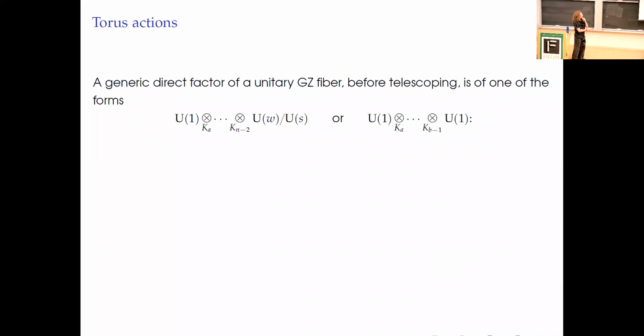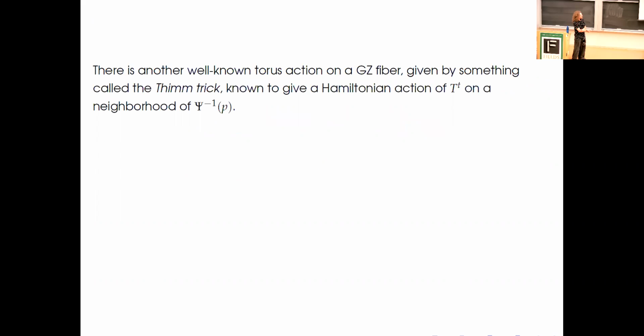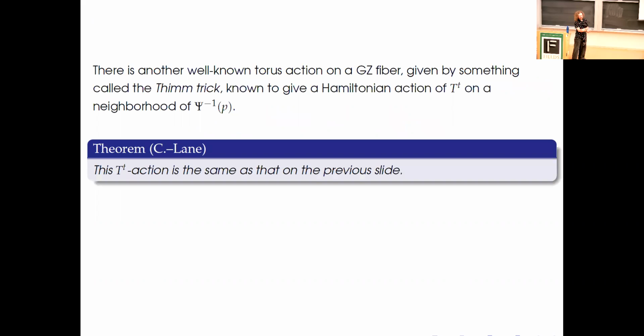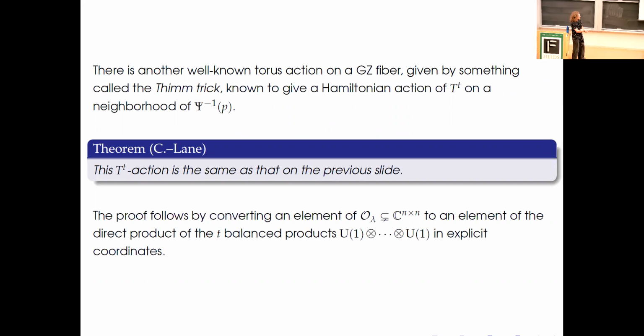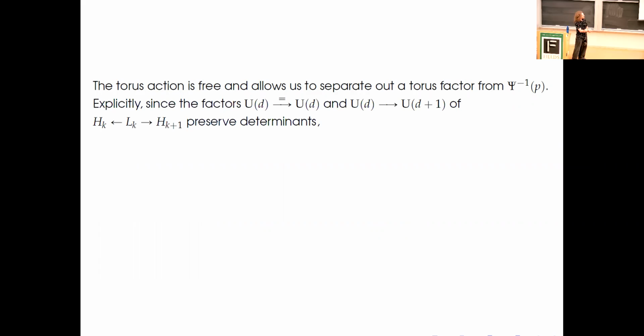All right, so torus action now. The direct factors are of these two forms depending on whether or not the top is met. If you have something of this form, the U1 over here can be multiplied by some complex number, and that gives you a torus action. And if you have t many components of these, you get an action of the t-torus, and that turns out to be the known Timorin trick action. You get that just by explicitly converting coordinates. I've brushed some details under the rug, but this is very doable. This is a free action that allows us to separate out the torus factor.